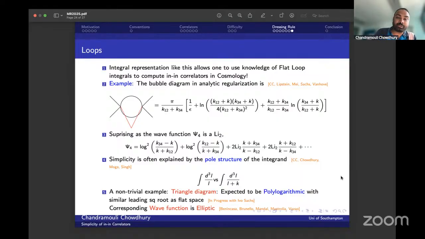For instance, if you're trying to do the bubble diagram, which is the 4-point function in phi-4 theory to order lambda squared, for the in correlator, you actually get this answer. It has a divergent piece, similar to the one you have in flat space, along with some logarithms, very similar logs to the ones you also have in flat space. However, if you try to compute this by the wave function, it's a mess, because the wave function has terms which contain dilogs and log squares.